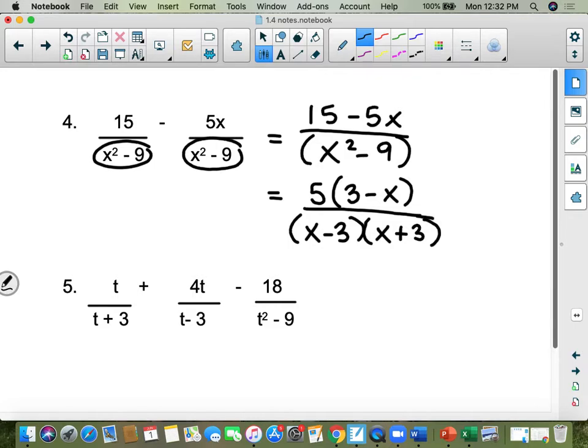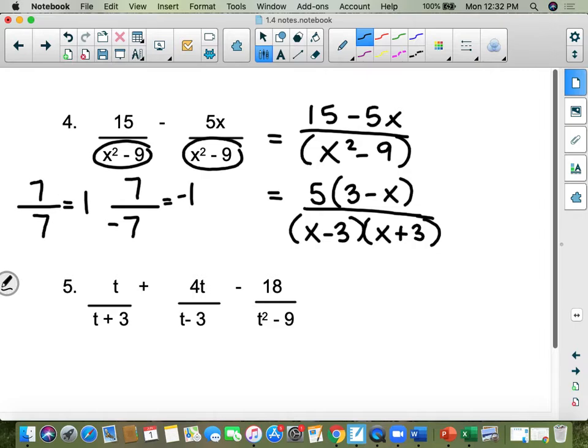Okay, now I got to talk about something else that you should know. 7 divided by 7 equals 1. Do you guys all believe me that 7 divided by 7 equals 1? What about 7 divided by a negative 7? What happens when you divide opposites? Don't you get a negative 1?